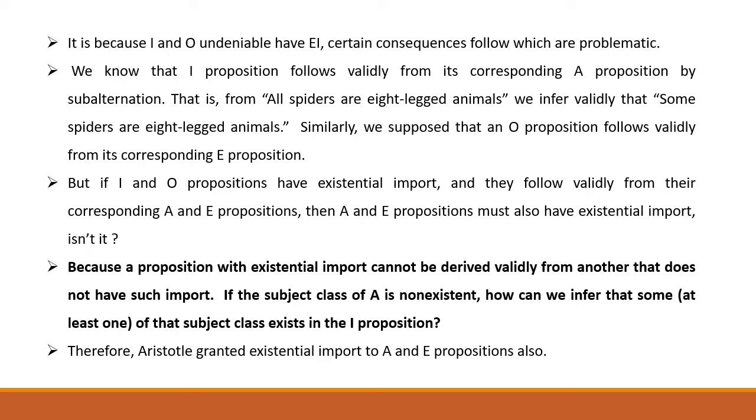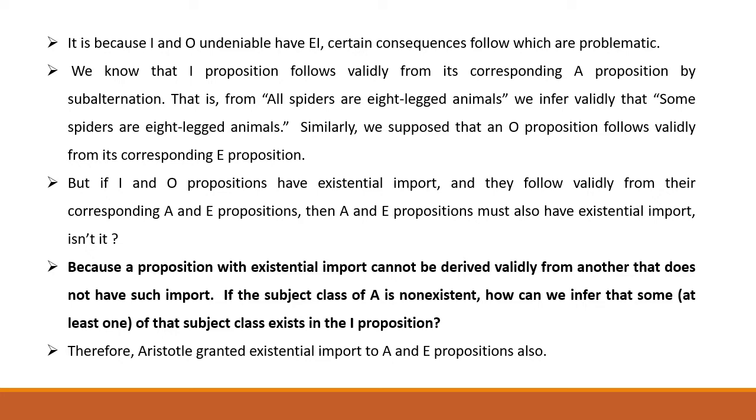So if I and O proposition have existential import, and they follow validly from their corresponding A and E proposition, then A and E proposition must also have existential import. This is the commonsensical view, and this is also the Aristotelian view, because a proposition with existential import cannot be derived validly from another proposition which does not have any such existential import. If the subject class of A or E is non-existent, then how can we infer that at least one of that subject class exists in the I proposition? We cannot do that. Therefore, this is actually the point of contradiction between George Boole and Aristotle.